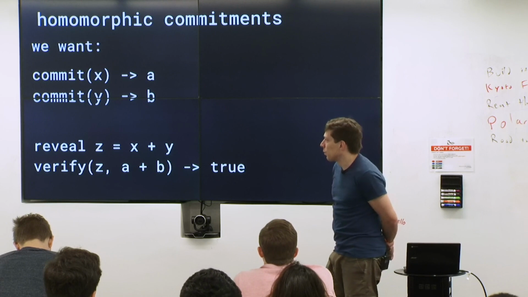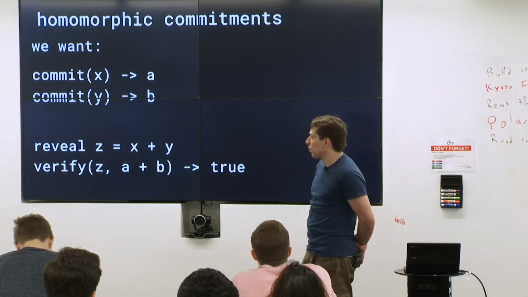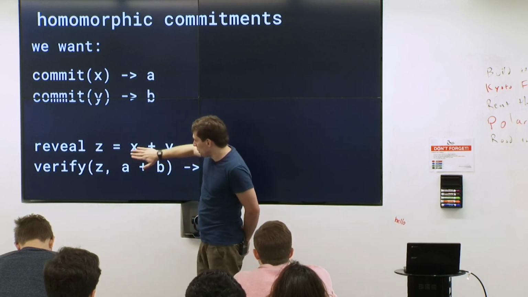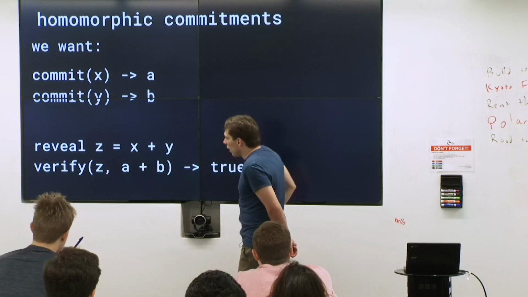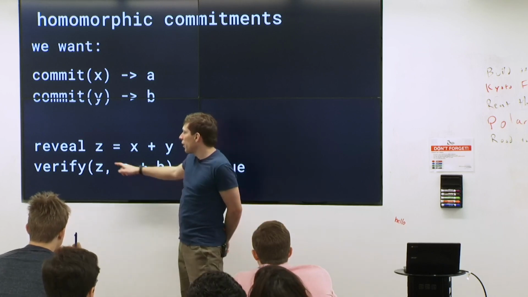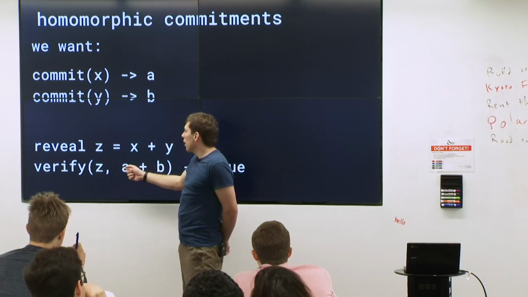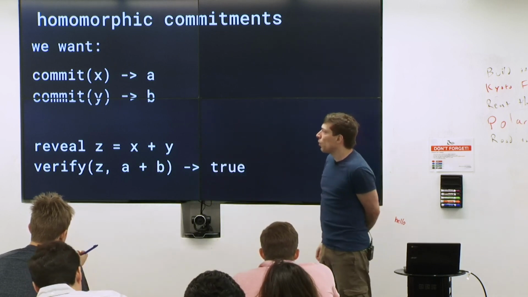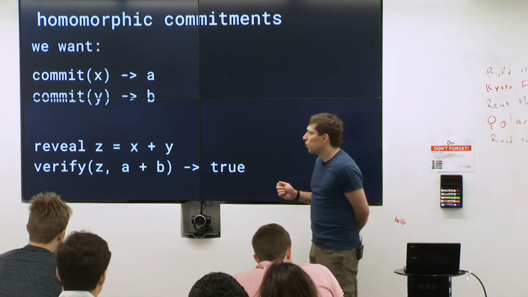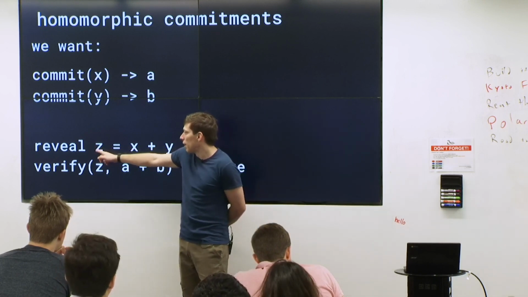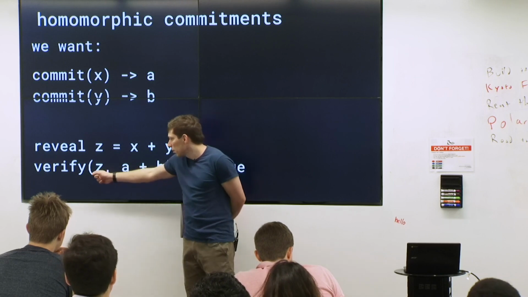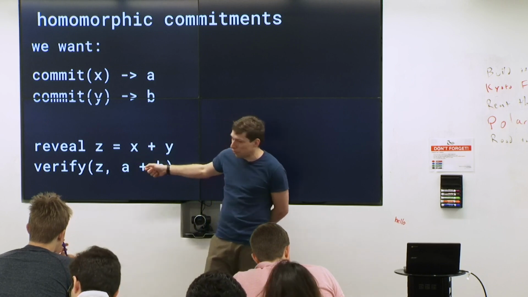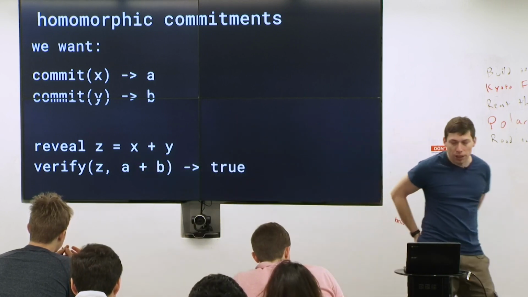We want something like this. We want to commit to X, commit to Y, and get these commitments A and B. And then we want to reveal Z, which is X plus Y. And then we want the verify function to take Z in, and A and B, either A plus B or A and B separately, and return true. So we don't want to reveal X and Y separately. We will reveal the sum of X plus Y, and then we'll just have the commitments themselves. Since these are the same operator, it'd be cool if that worked. This is what we want, right?